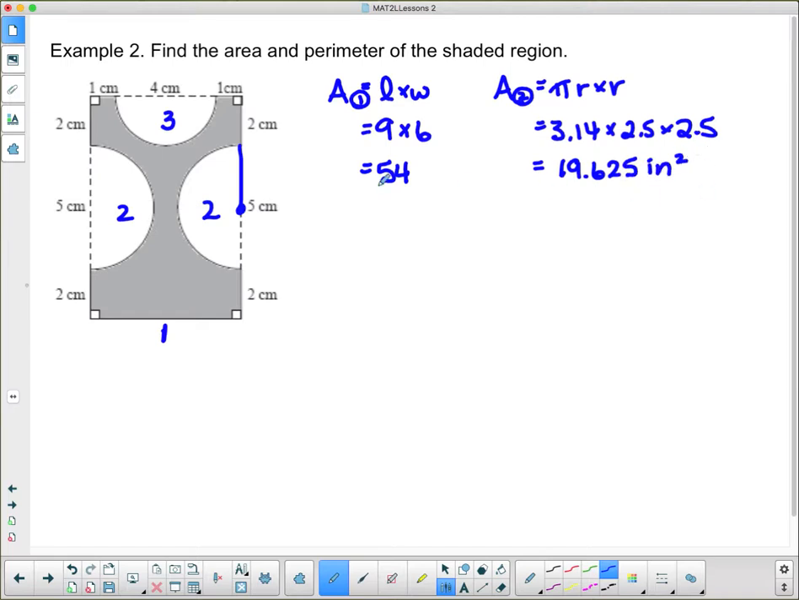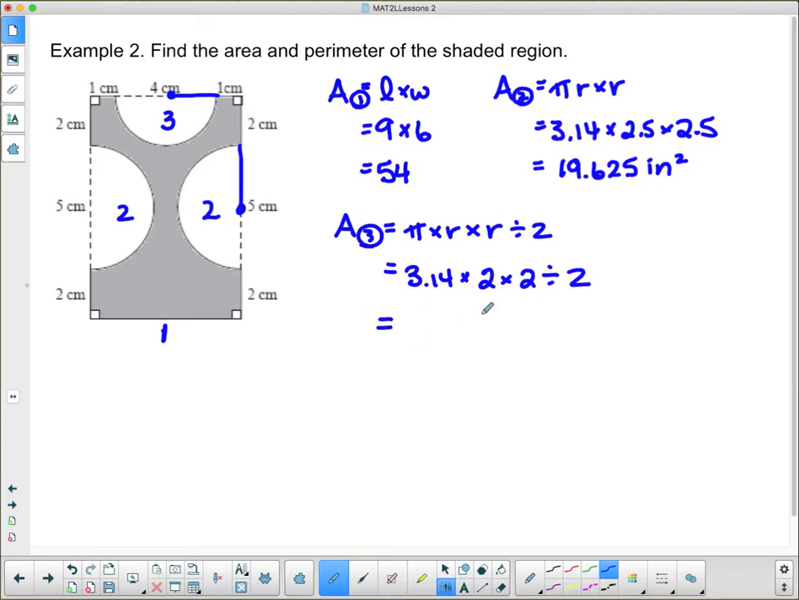Now I'm going to need to subtract that off of the 54, but I also need to subtract off area 3. So let's take the area 3, which is a circle, but it's only half the circle. So we're going to do pi times r, and when we're done finding that, we're going to divide it by 2 because it's half of a circle. So 3.14 times the radius of this circle, remember radius is from the middle out, all the way across is 4, so half the way across is 2. So 2 times 2, and then we're going to divide by 2.